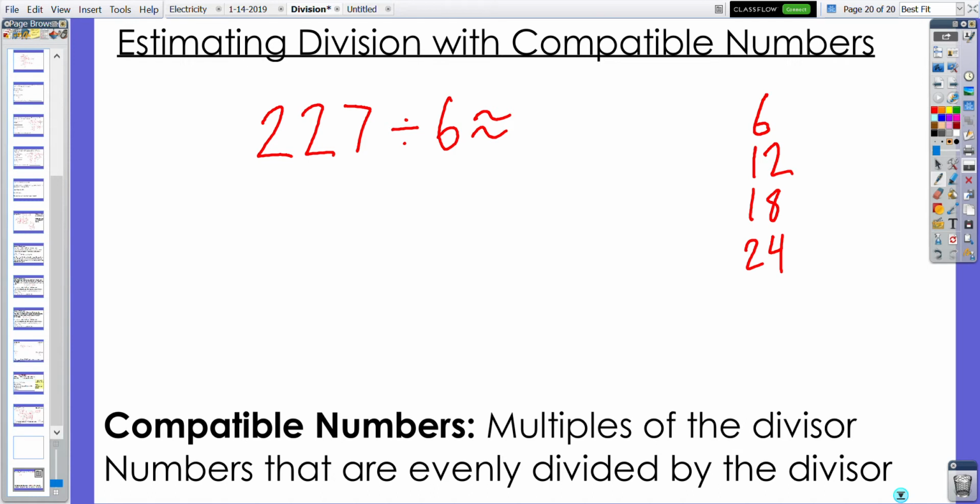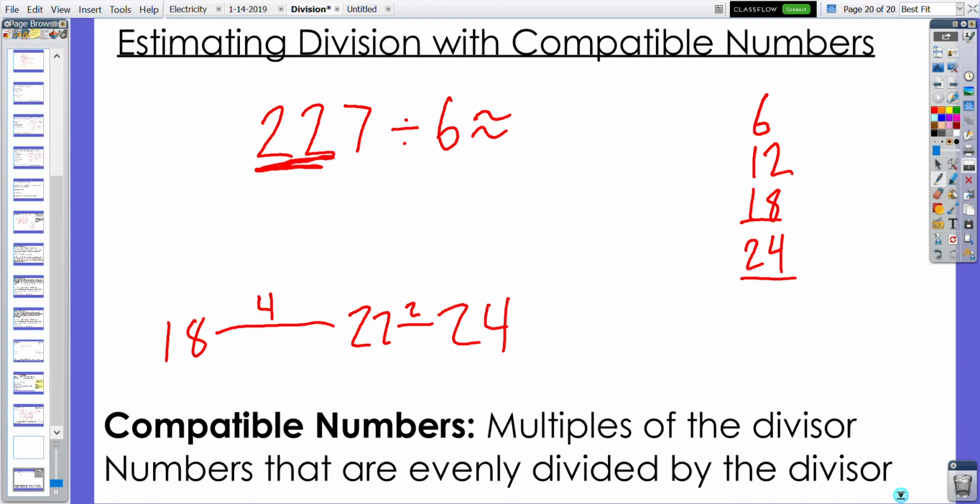The reason why is because when I'm looking at this number, if I just pay attention to the first two digits, which is all I really want to use here, then I can see that I've found some numbers that 22 falls between. Now, what I want to do next is decide which 22 is closer to. Is it closer to 18, or is it closer to 24? If I think really carefully, 22 is only two away from 24, and it is 4 away from 18. So I'm going to estimate 227 to 240 because it's closer to 24.